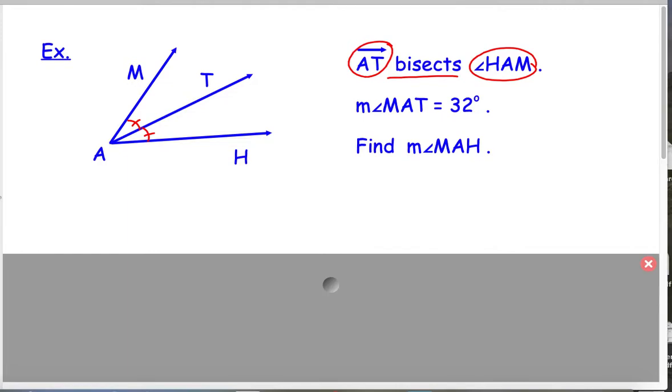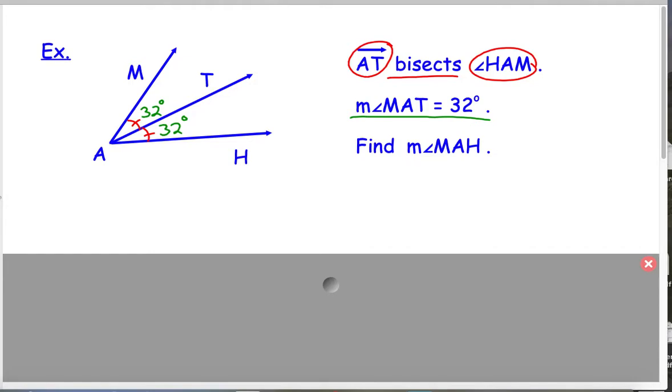Now the measure of angle MAT is 32 degrees. So I'm going to go over to my picture and I'm going to look at angle M to A to T. That's right here, and that's 32 degrees. Well, since we know that the two angles are equal to each other, that automatically tells me that this angle is 32 degrees.